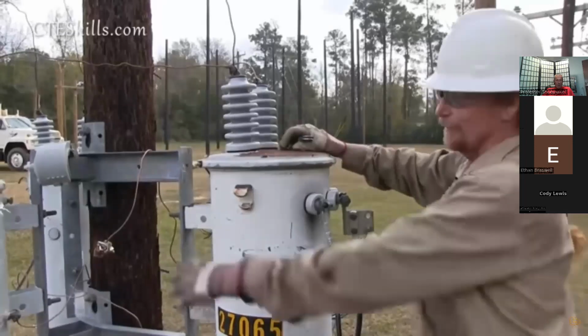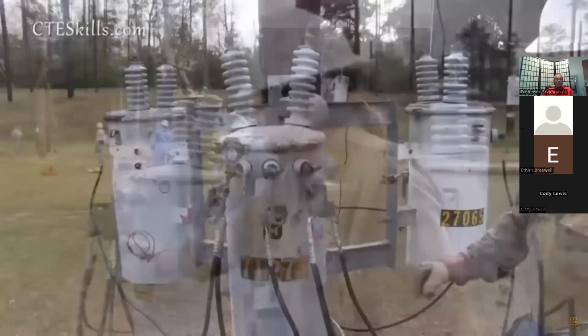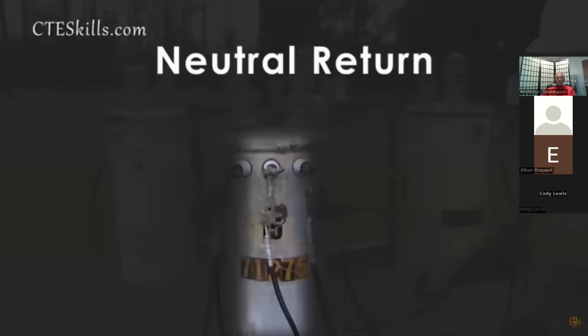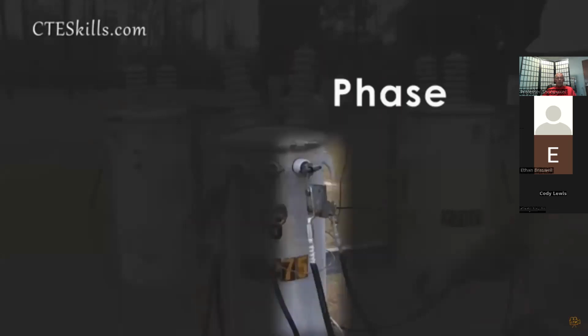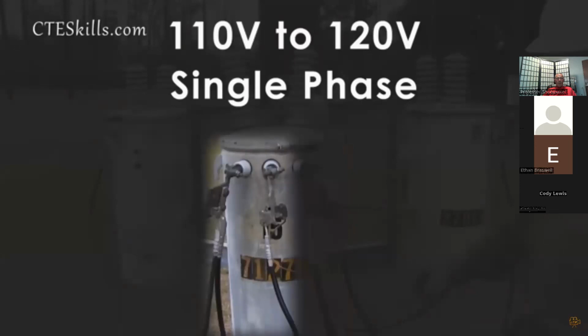The center transformer is called our lighter. And on here we have connections. This will be a neutral or return. It's grounded, and this will be a phase. And over here is a phase. And with this, we'd commonly have your 110 or 120 volts going to a house or a business for single phase.